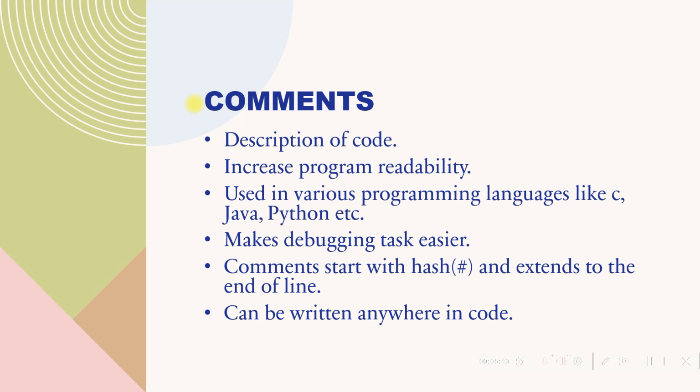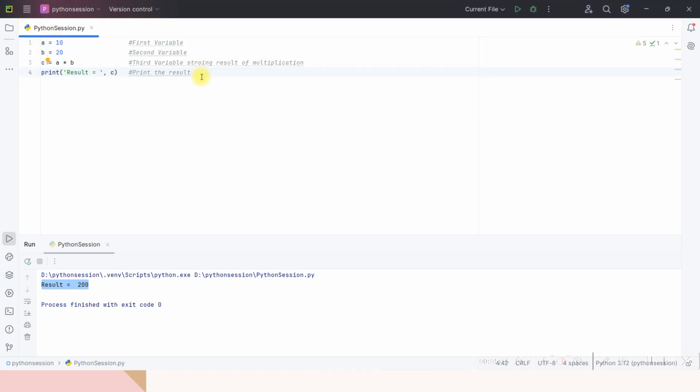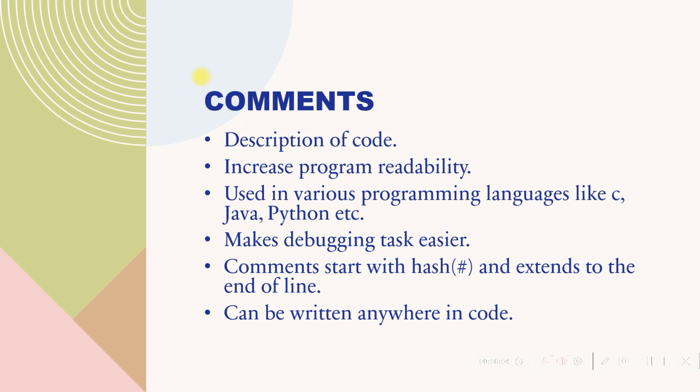The next thing is you can write a comment anywhere in your code. There is no restriction that you have to write the comment either at the start of the code or at the end of the code. For example, in the code that we have written here, you can see that I have written a comment in every line of the code. So there is no restriction. You can write a comment anywhere in your code.